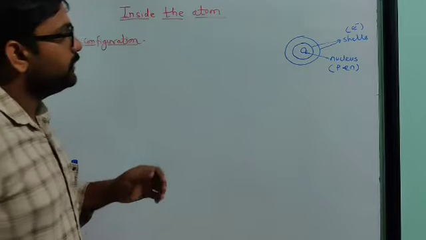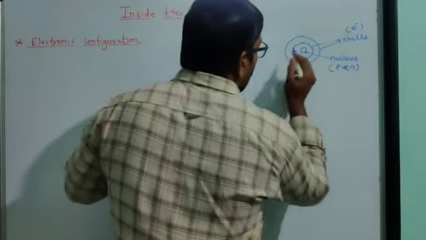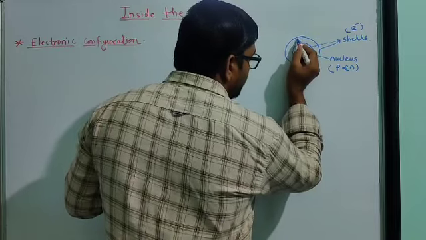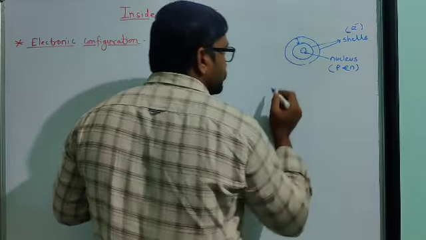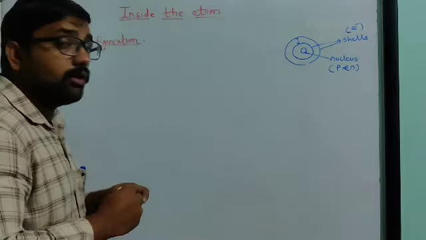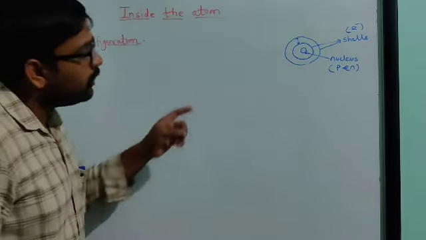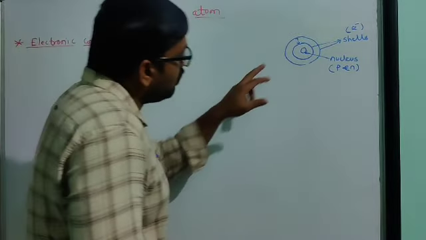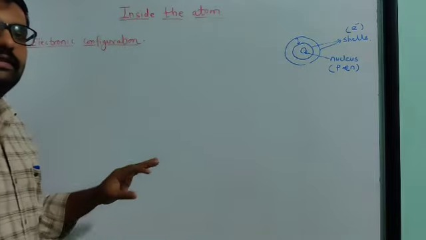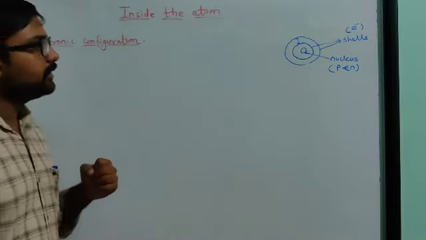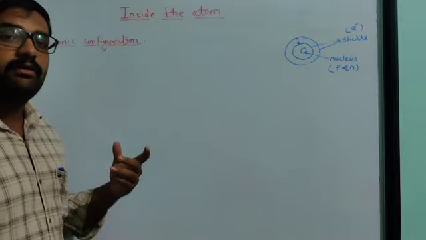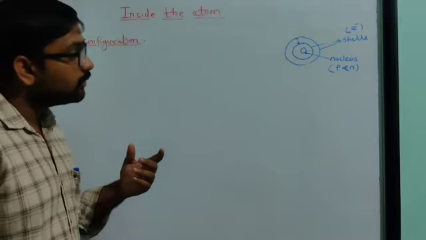So electrons do not move in this vacant space. Between these two shells this is somewhat vacant space, so electrons will not be found there. Either electrons will be here or here. So there is a somewhat systematic order according to which all electrons in any atom revolve. So certain rules are there.